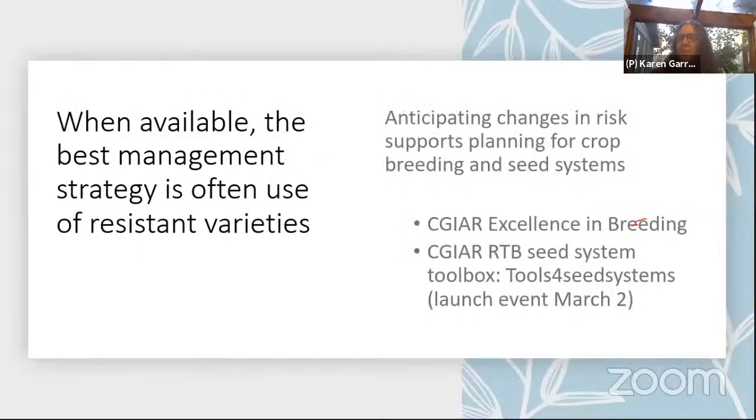When available, the best management strategy is often to use resistant varieties. But this is, again, an argument for making sure that we can anticipate where risk will change, since there's a lag in making varieties available that are adapted to a particular region as we realize that a new disease is becoming important there. So, for example, the work of the CGIAR Excellence in Breeding Program is to make sure that varieties are adapted to a region and the needs of the people in the region. And then the seed systems need to be in place to make sure that distribution occurs effectively. I'll just mention the launch event coming up March 2nd for the RTB Seed System Toolbox, a set of tools for making sure the design and implementation of seed systems can work effectively. Next, please.